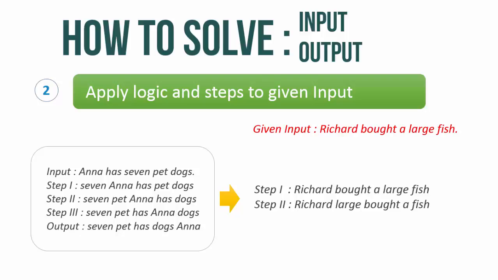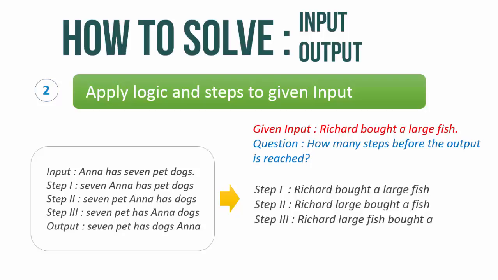Step 2 is you ignore the word that you've just moved to the front, see the other words and bring the last word alphabetically to the front. So step 2 is Richard large bought a fish. Step 3 becomes Richard large fish bought a. And that's the end of it. So Richard large fish bought a will be the last step because now the sentence has already been arranged in descending alphabetical order.